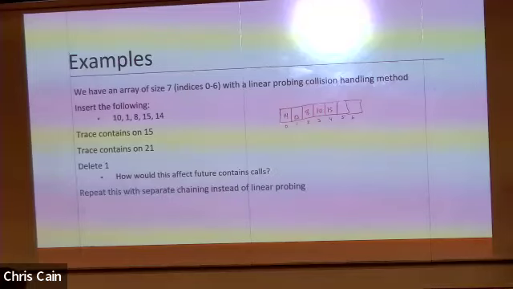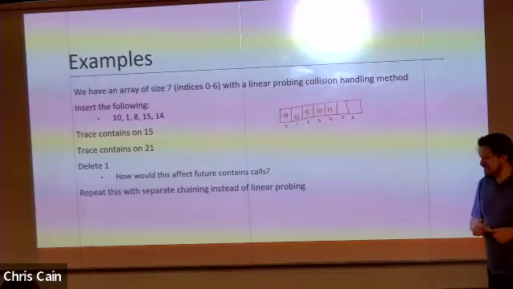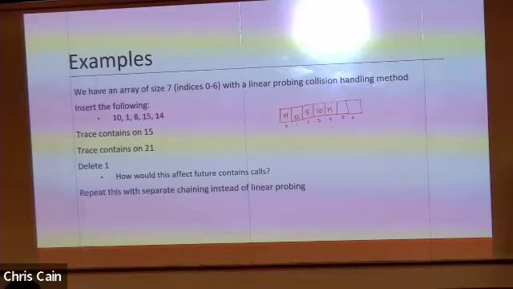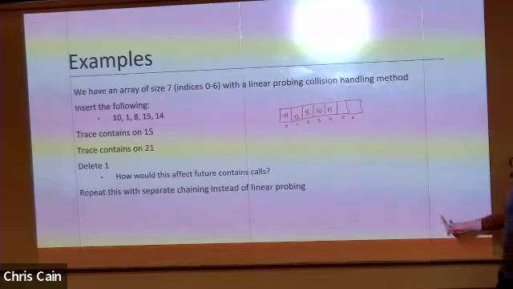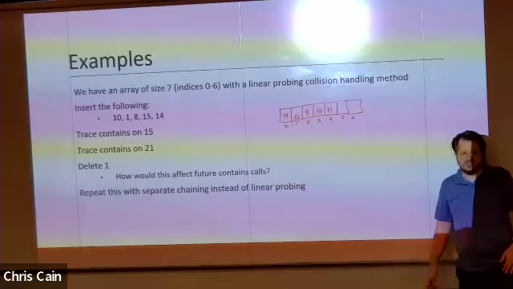Now the last few bits of this: repeat this with separate chaining now instead of linear probing. So what changes now when we have separate chaining? What does this look like when we use linked lists instead of just an array of integers?